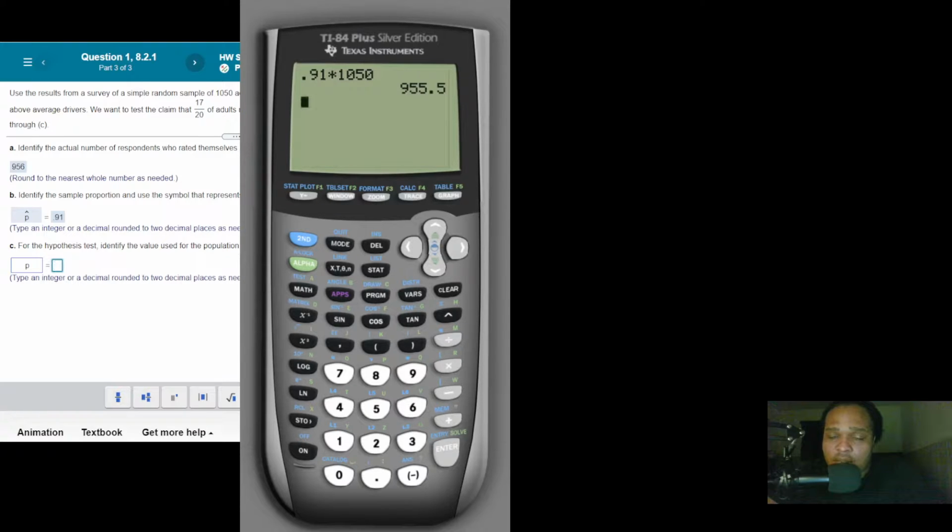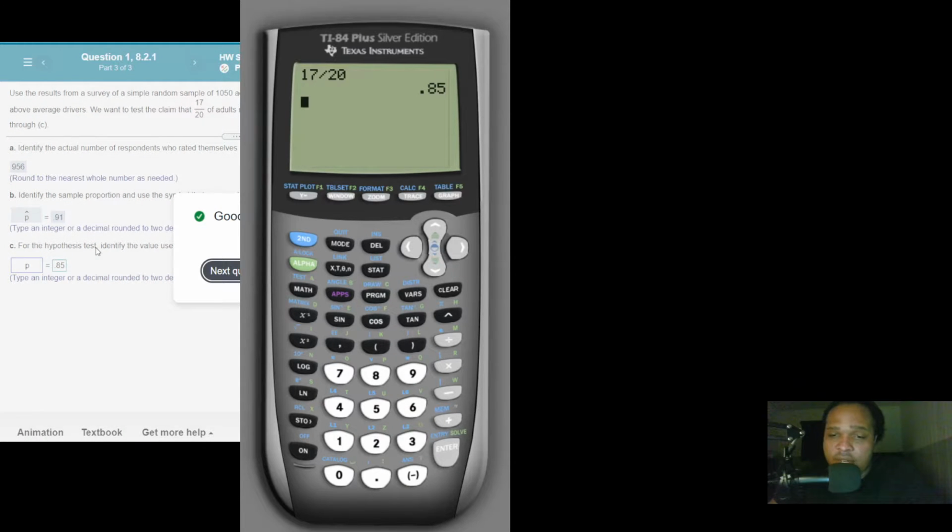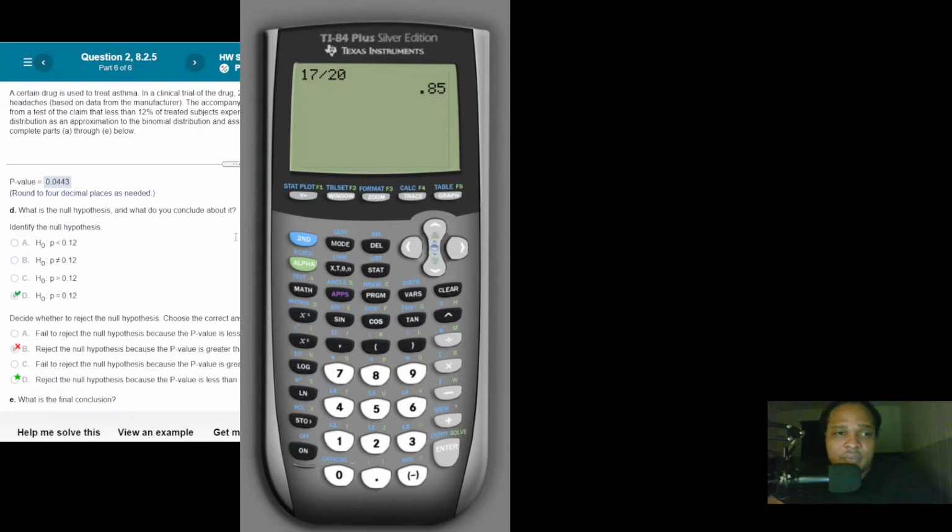So let's go ahead and figure out what 17 over 20 is. So 17 divided by 20, we get 0.85. That's going to be our claim number for right now. So let's put in 0.85 and we are done. Good job. All right, next.